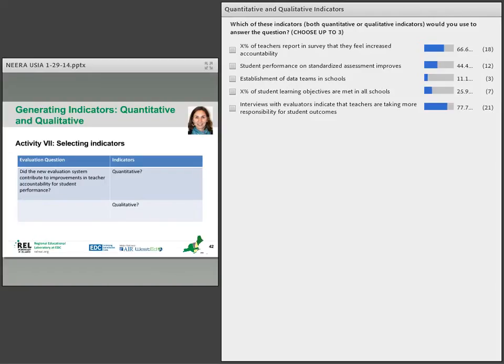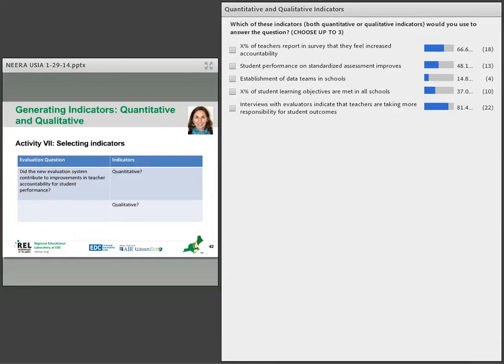And some of you are choosing student learning objectives. For many of the states that we work with in the REL, student learning objectives, or SLOs, are a key part of the new evaluation system. And so for those people who are using systems of evaluation that include SLOs, those might be a type of data that's already collected that you could employ to answer your question about whether or not you're seeing increased accountability. You might need to do some additional analyses of those SLOs to understand that.